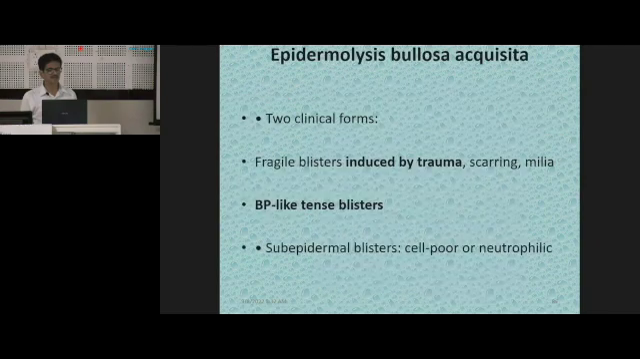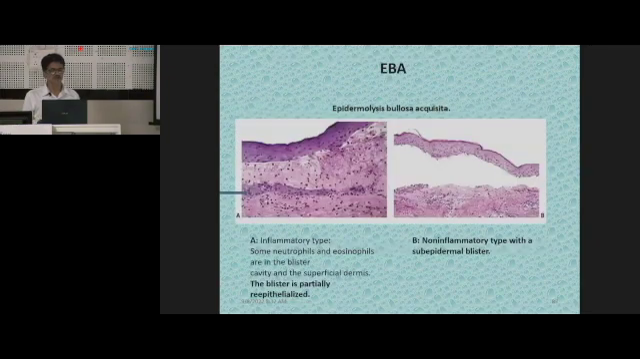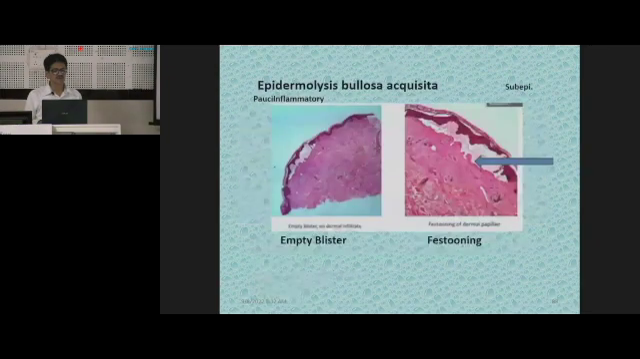Lastly, epidermolysis bullosa acquisita. This is an acquired condition, and it is produced because of trauma, unlike the other epidermolysis bullosa conditions. So in this case, there is very little inflammatory response. Okay? So it is called quasi-inflammatory, and the blister may be empty, may not contain anything.